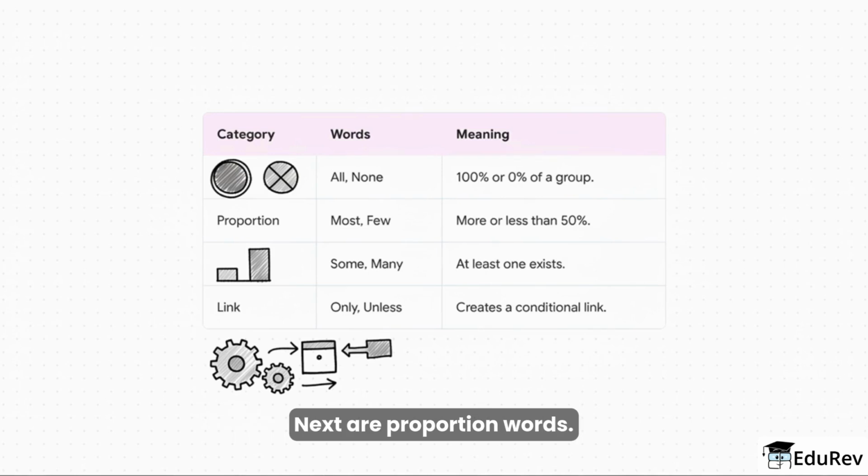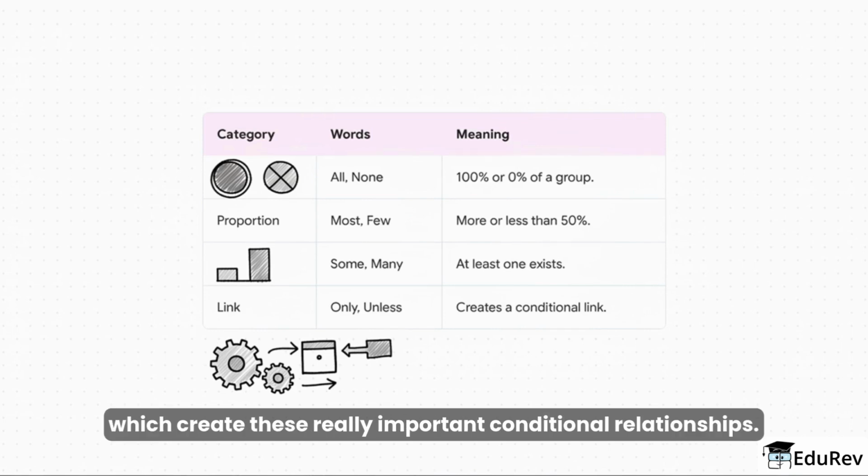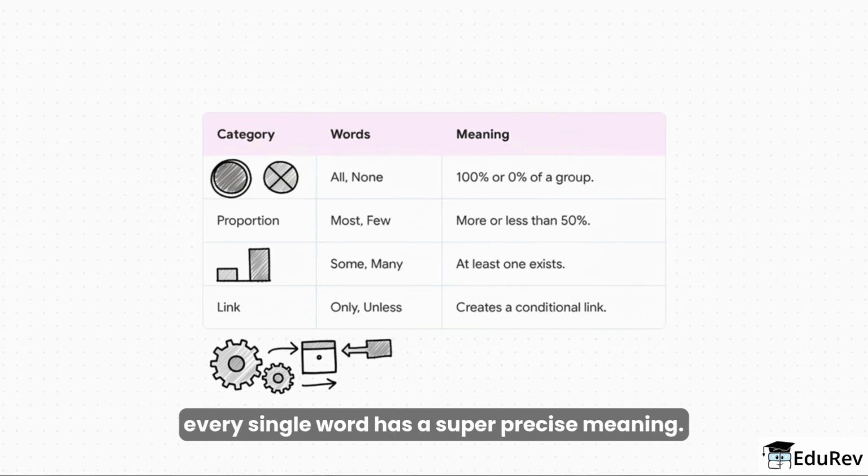Next are proportion words, like most or few. These deal in percentages. Then there are words of existence, some or many. These just tell you that at least one of something exists. And finally, you've got link words, like only, which create these really important conditional relationships. The key here is that in this language, every single word has a super precise meaning. There's no room for kinda or sorta.